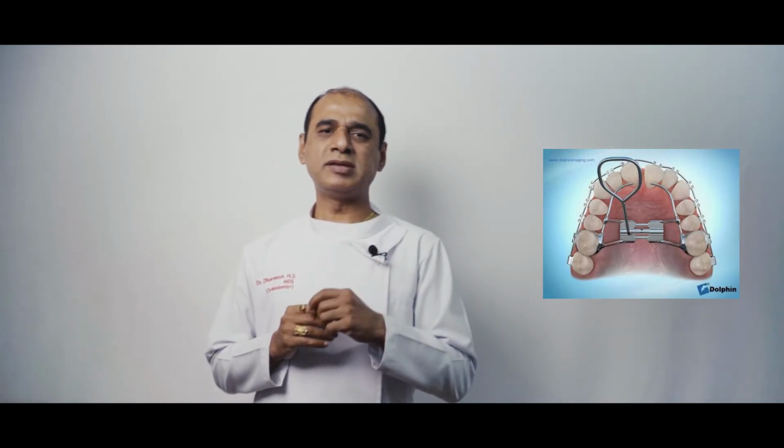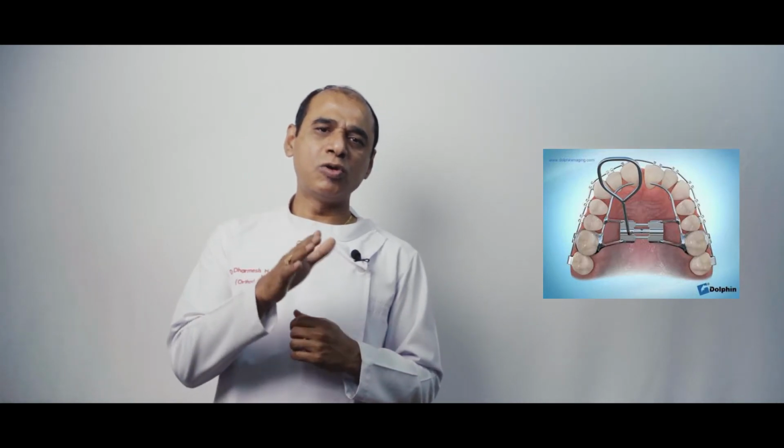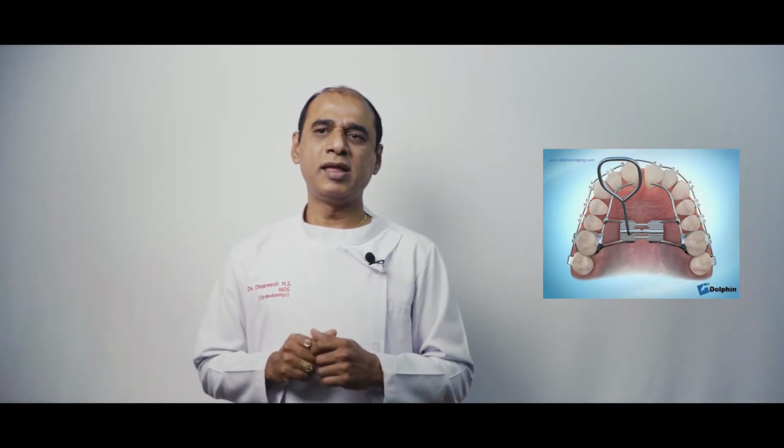The activation schedule given by Zimring and Isaacson is, in growing patients, 2 turns per day for 4 to 5 days followed by 1 turn per day until the desired expansion is achieved. In non-growing adults, 2 turns per day for 2 days followed by 1 turn per day for the next 5 to 7 days.